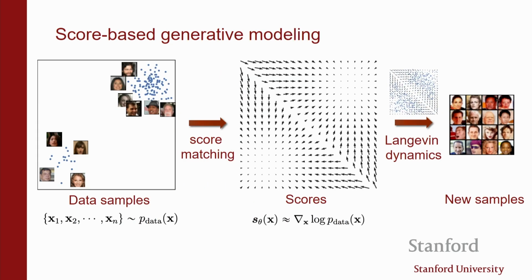And then, back to the question, if you somehow are able to estimate the scores, then you can generate samples by doing some kind of noisy, stochastic gradient ascent procedure, where you just initialize your particle somewhere, and then you follow the arrows, essentially adding a little bit of noise at every step, trying to move towards high probability regions.